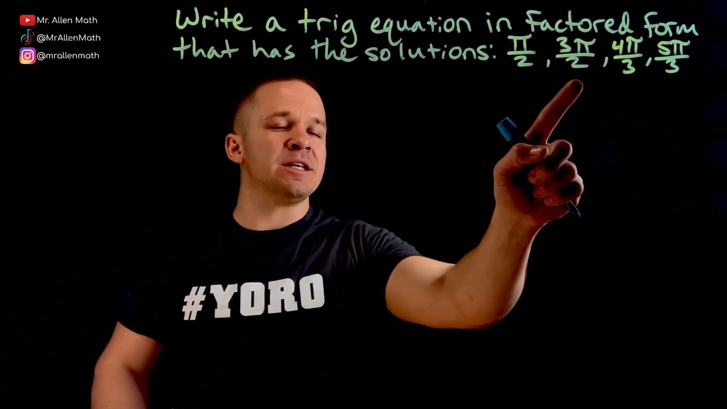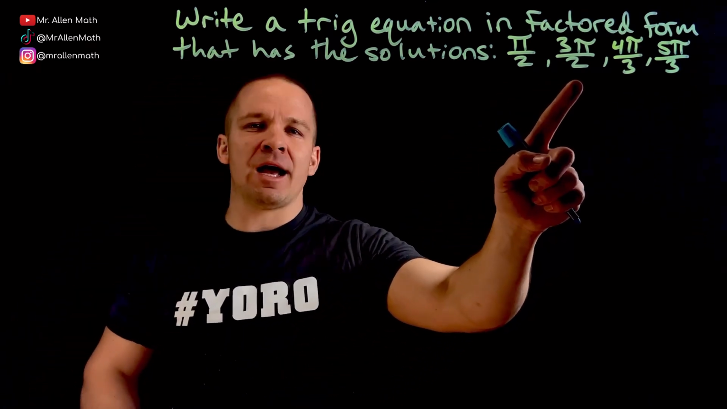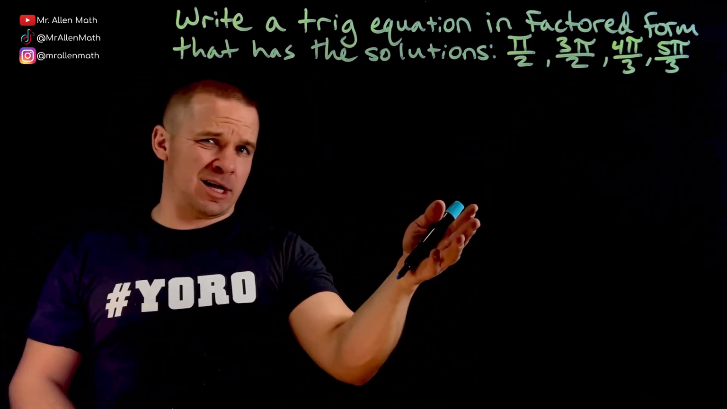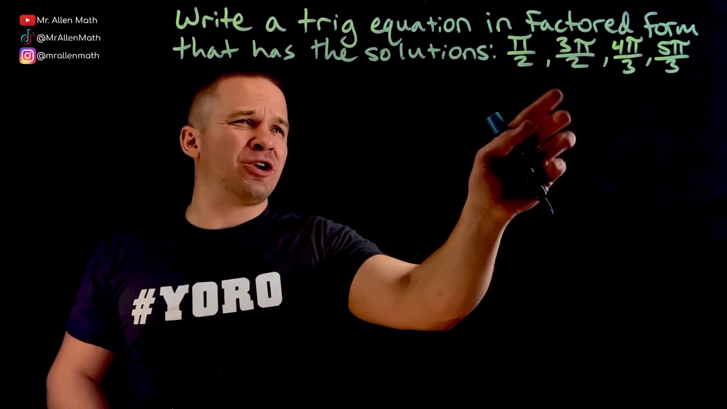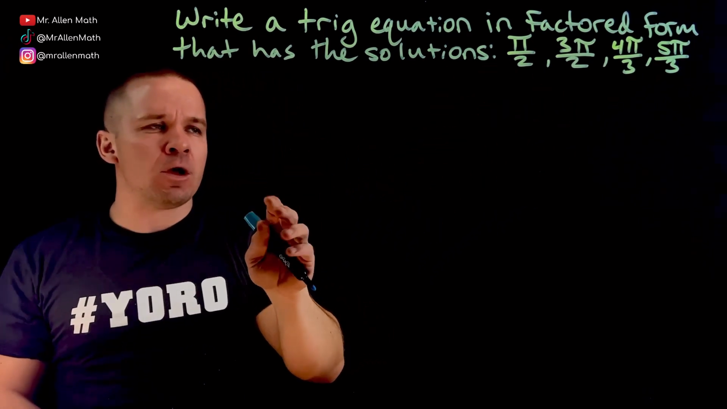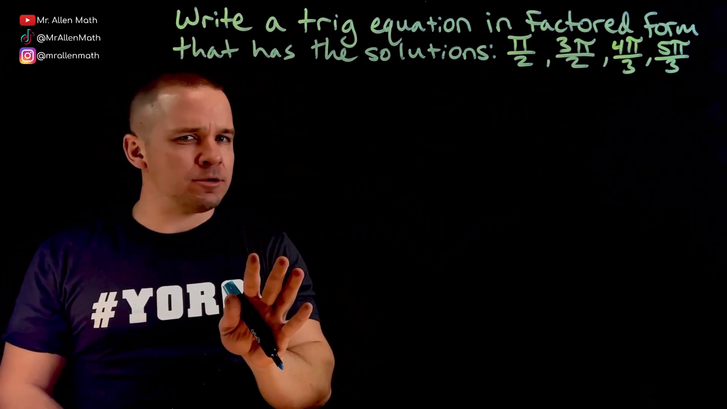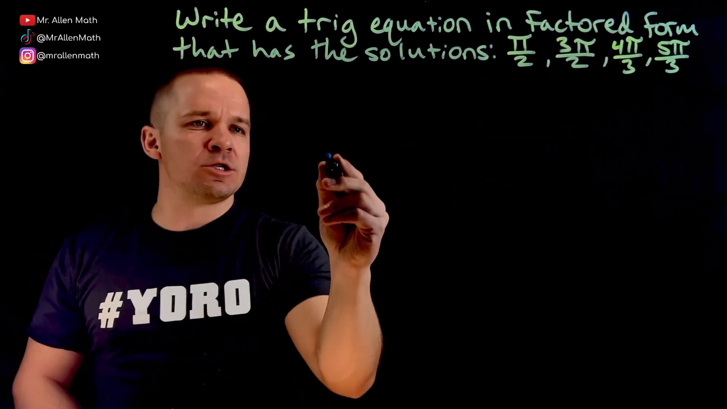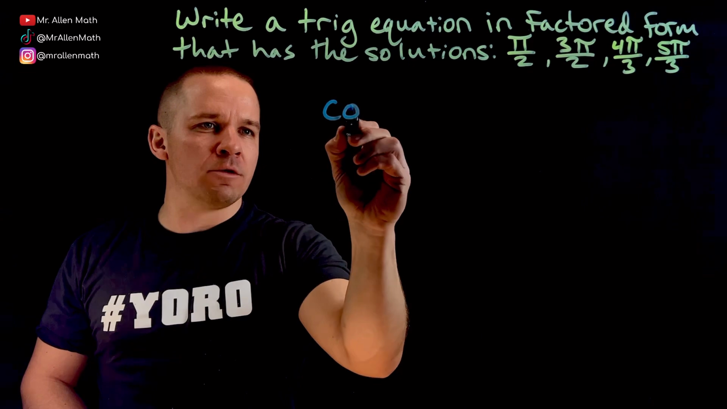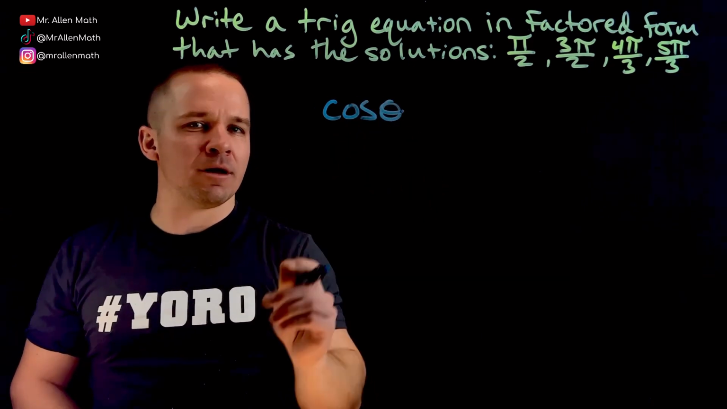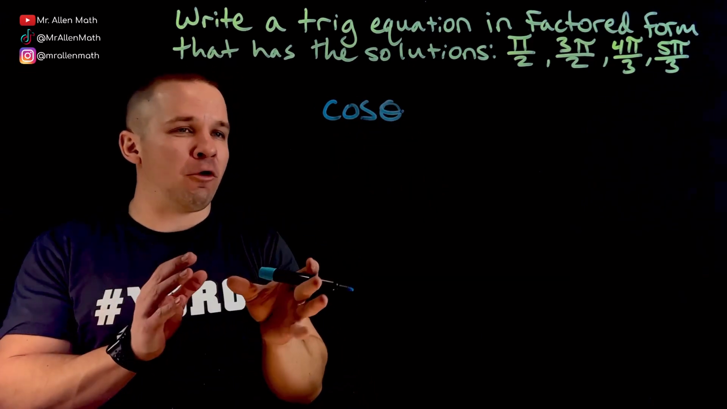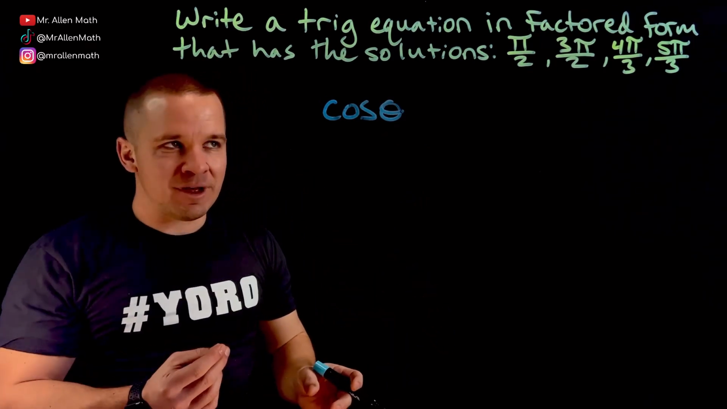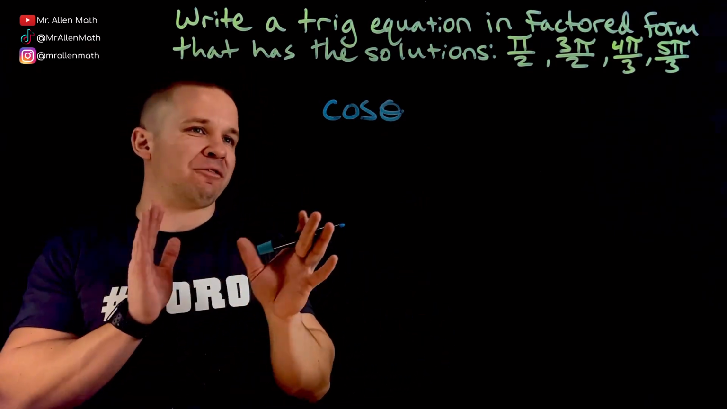I see these two. Those are quadrantals, right? That's at 90, that's at 270 if you're a degree fan. I'm a degree fan, but I also like radians. So what could I do to get that? Well, I know that cosine is equal to 0 at those two spots. So one of these could just be cosine theta, because if I have it in factored form and set that equal to 0, I'm going to get pi over 2 and 3 pi over 2. So that's one of my factors here.